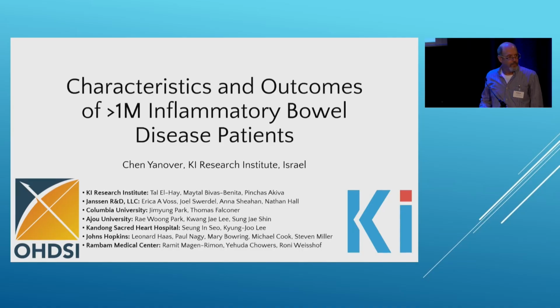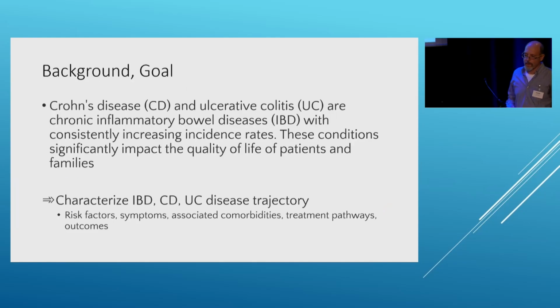I want to start from the end and first thank all the collaborators who contributed to this study, and tell you a little bit about IBD, inflammatory bowel diseases, which refer to 2 main diseases, ulcerative colitis and Crohn's disease. These diseases affect 1 to 2% of the population, and as they are typically diagnosed at an early age, they cause lifelong effects on patients and families. This study is, as far as I know, the first in the OHDSI community addressing these diseases, trying to characterize the disease trajectories of patients suffering from them.